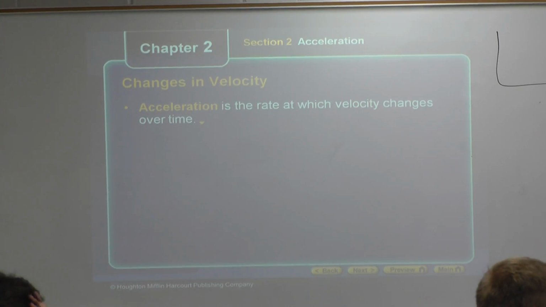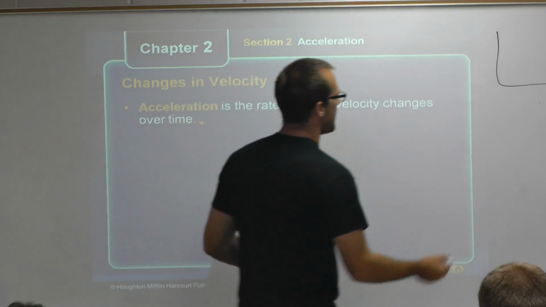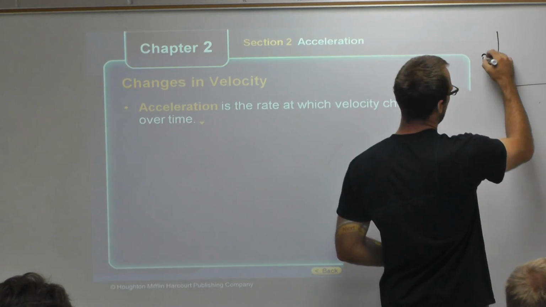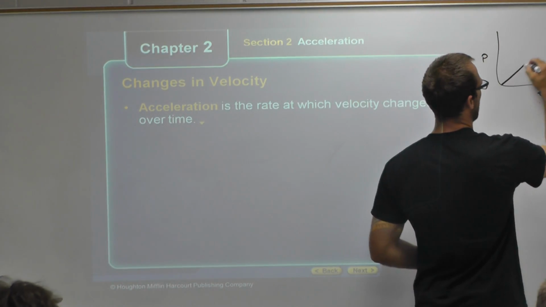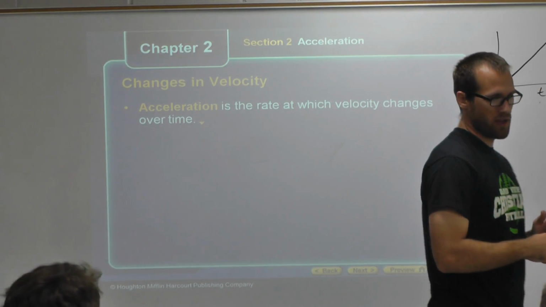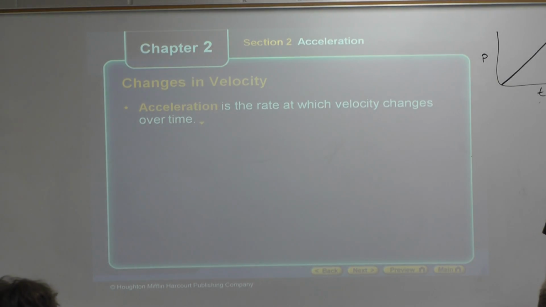Okay, so remember yesterday we talked about position versus time graphs. Let's say that we've got a graph that looks like that. Looking at that graph, what can you tell me about the velocity of this? It's constant. Why? Straight line.